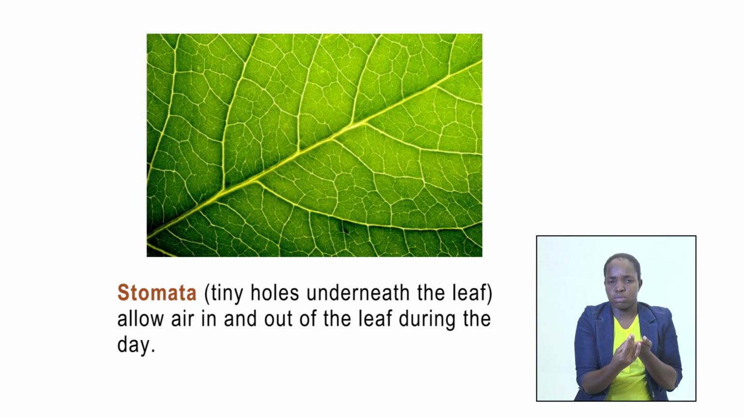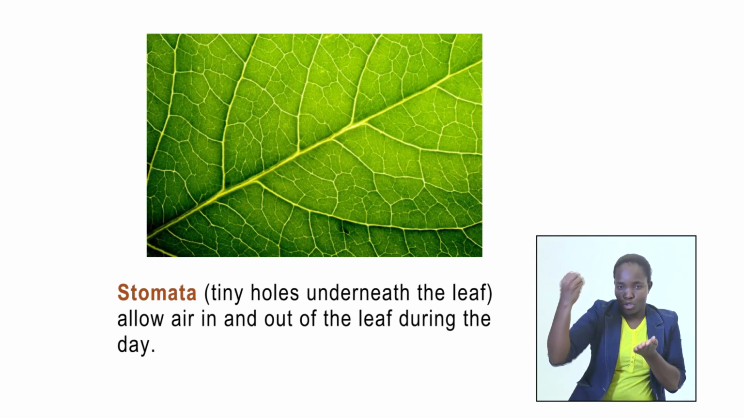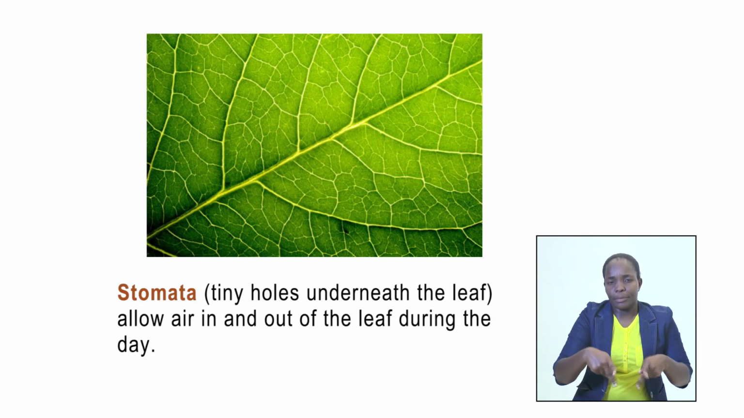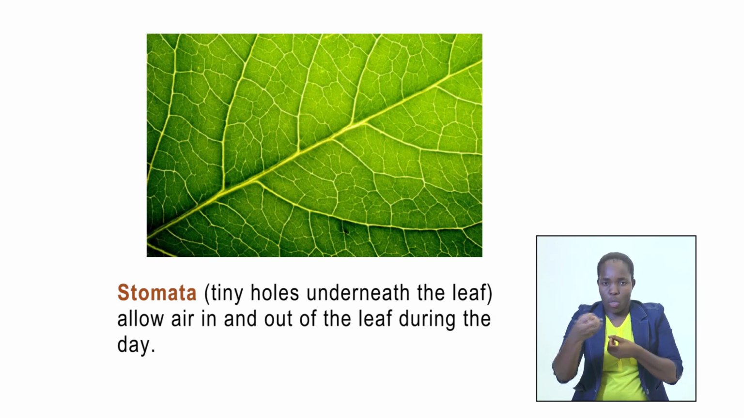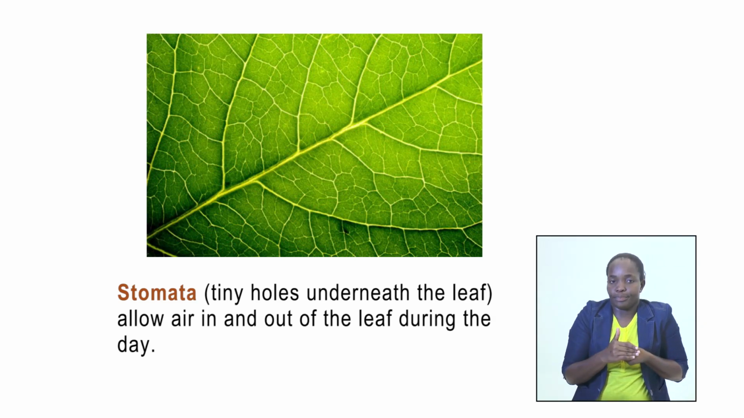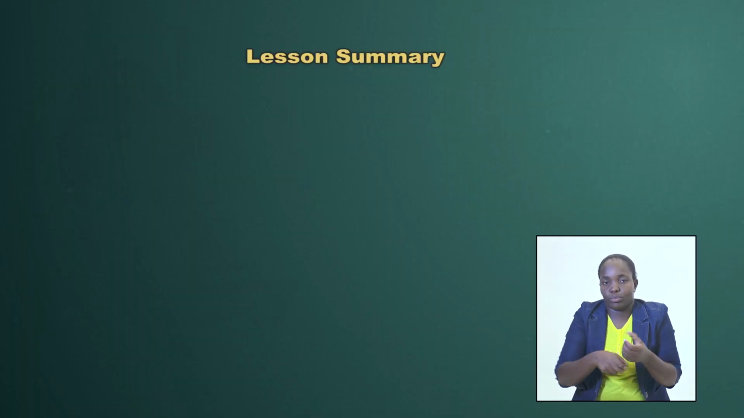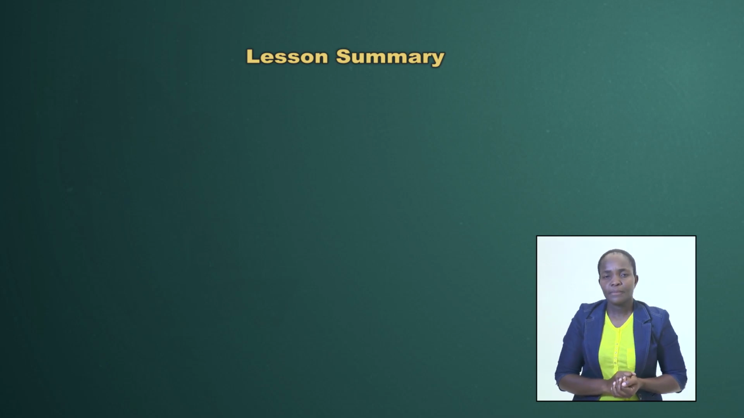The stomata, or tiny holes underneath the leaf, allow air in and out of the leaf. And do you know, the stomata close in the night to keep gases and moisture inside the leaf cells, and they open up again during the day for gaseous exchange to continue. Well, viewers, isn't nature perfect?